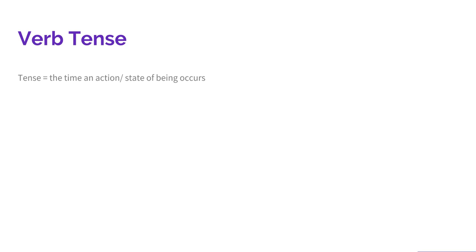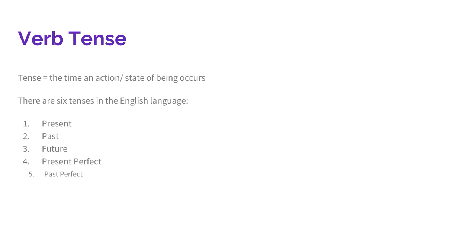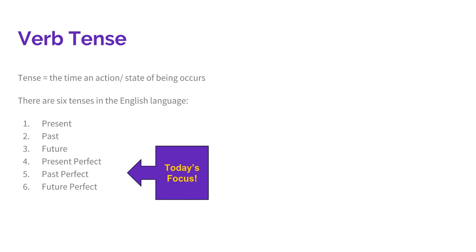For a reminder, tense is the time an action or state of being occurs. And we have 6 tenses in the English language. We already looked at present, past, and future. So today, we're going to look at present perfect, past perfect, and future perfect. All of these tenses discuss when an action was completed.